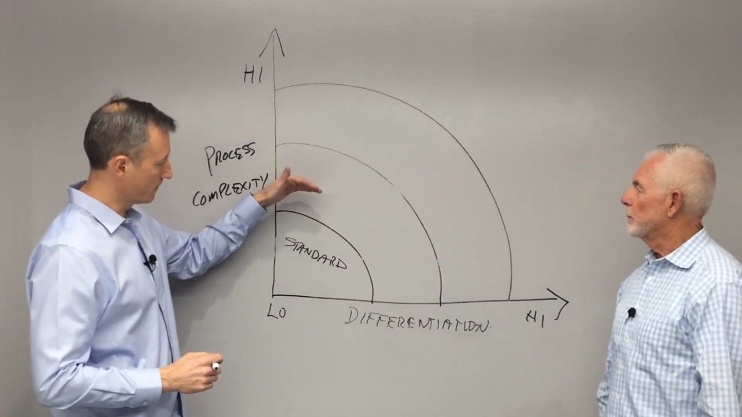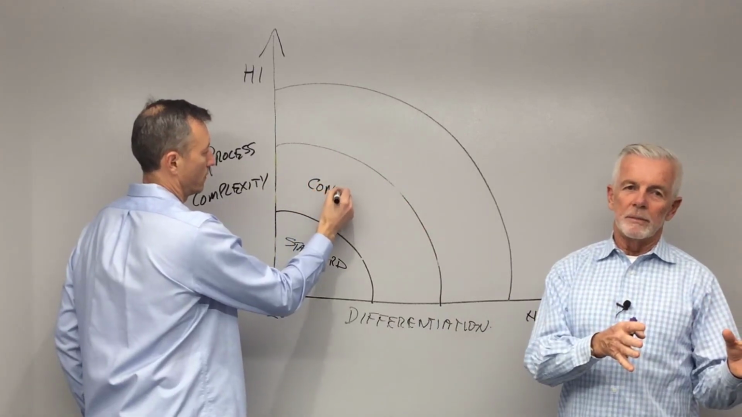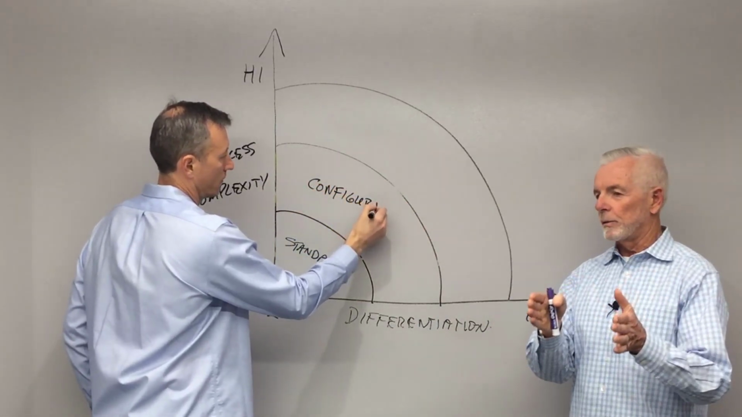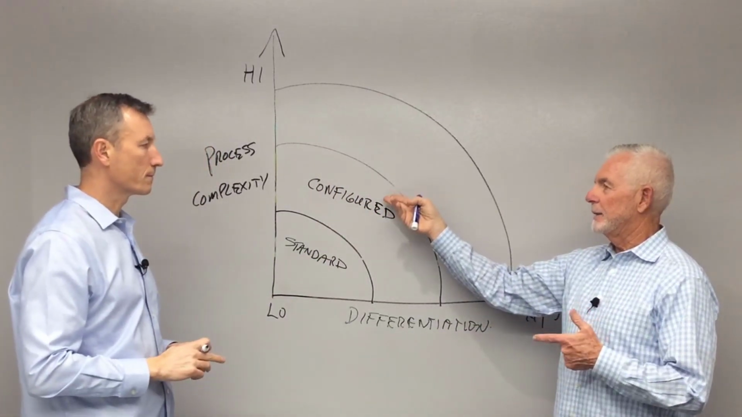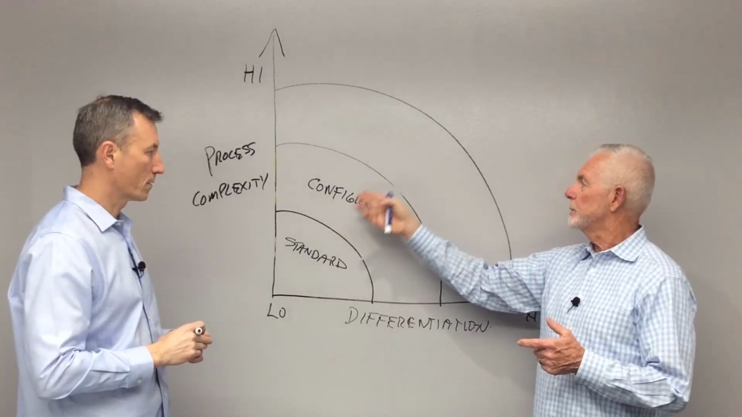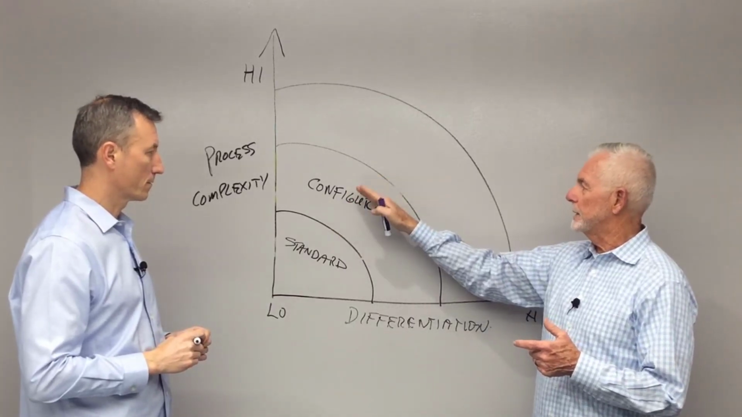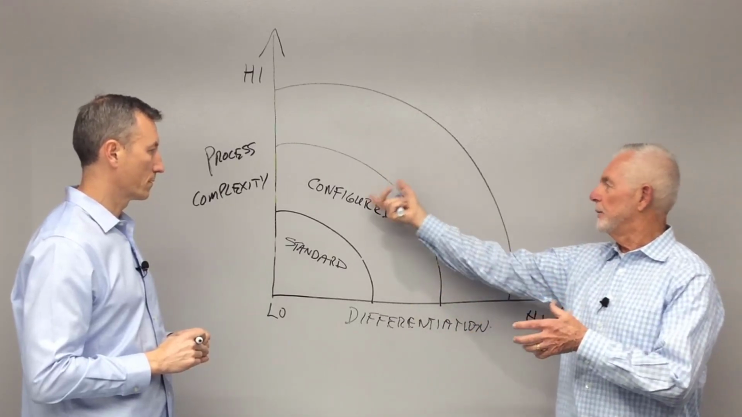Okay, and then next level? Next level out we would call configured. And in that, we're moving from the standardized product through degrees of variation up to fairly high design to order. So this may be 100% configurable using all standard parts, all the way up to something where you're using a lot of standard parts, but you're also allowing quite a bit of value-added differentiation.